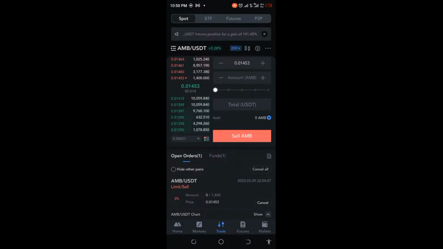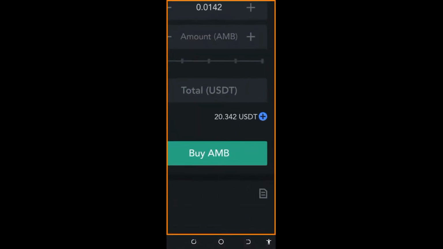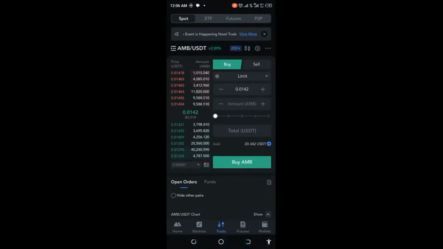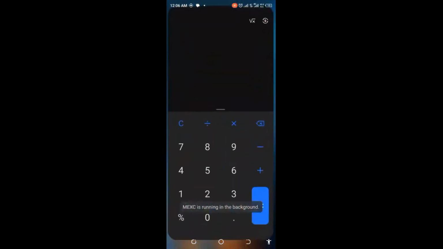See you shortly. Wow, I'm back and it has already sold to USDT. So let's check what we have here. Wow, we have 20.342 USDT. This is sweet. Okay, so let's check what percentage this gave us in terms of fees and everything.